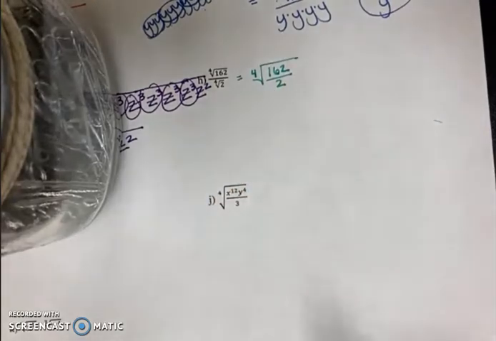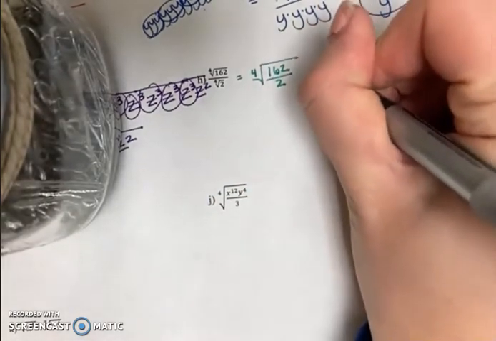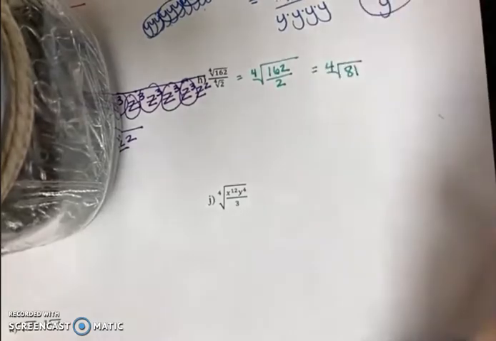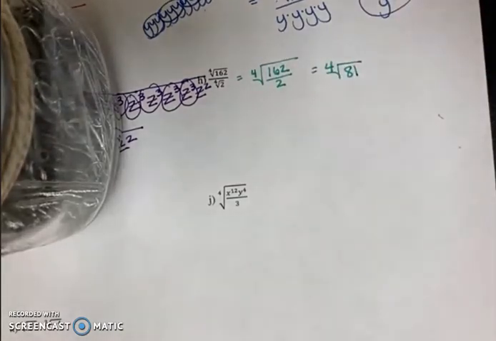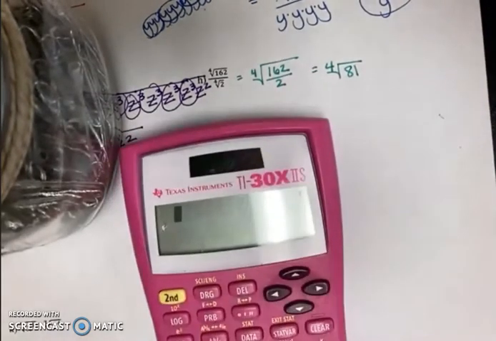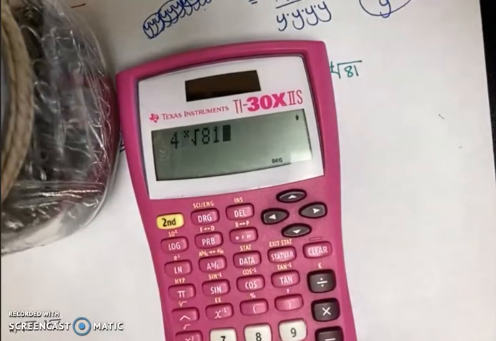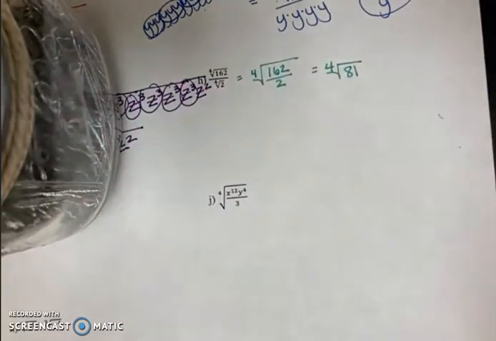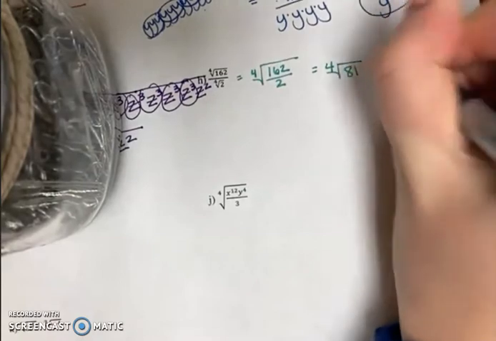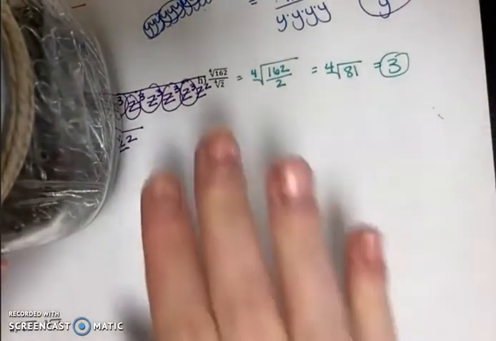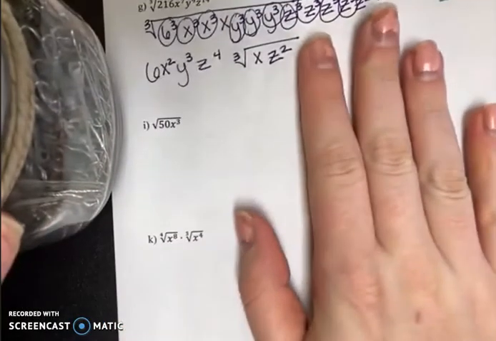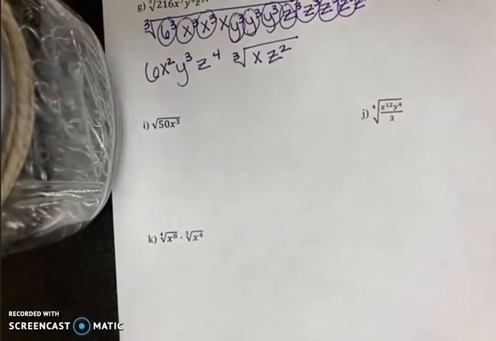162 divided by 2 is the fourth root of 81. Just because I'm more used to working with stuff like this, I recognize that the fourth root of 81 is 3, because 3 to the fourth power is 81. So I'm done already. I just wanted to give you a problem where we did a quotient property in the other direction. That's all.